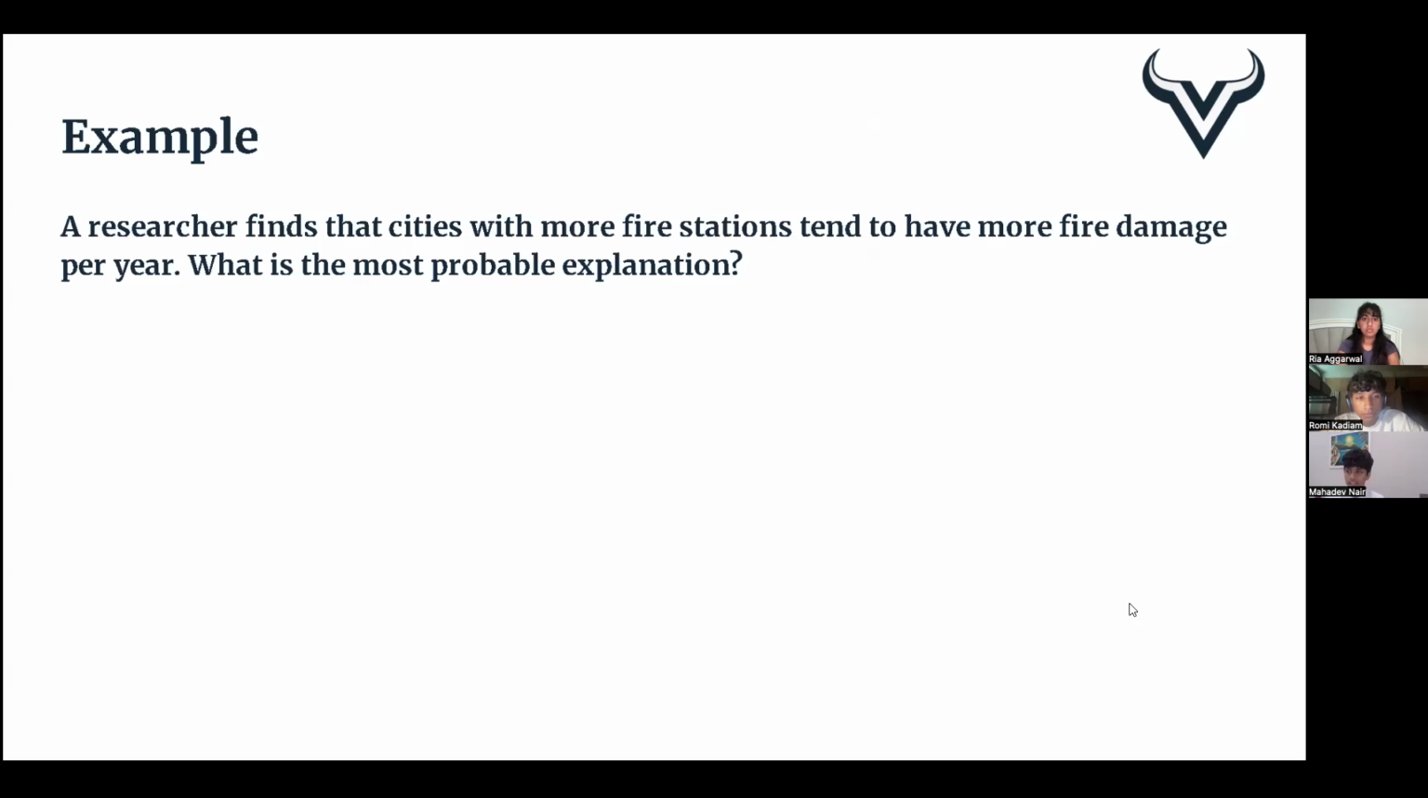Now let's take a look at an example. A researcher notices that cities with more fire stations also report more fire damage per year. And what is the most probable explanation? Take a moment to pause and try to answer this question yourself.